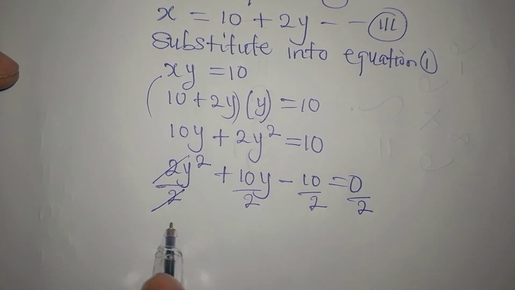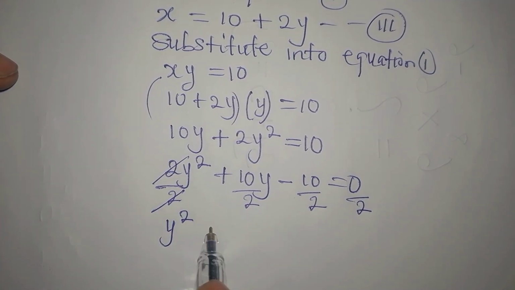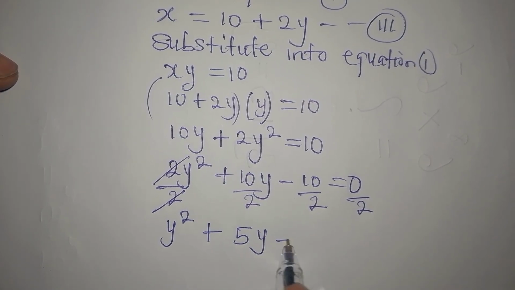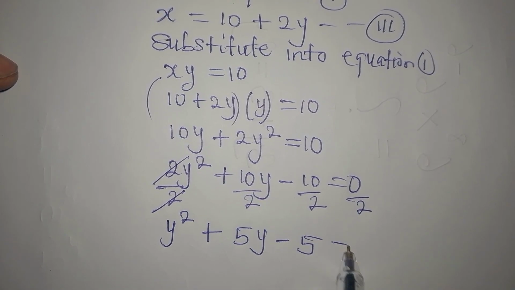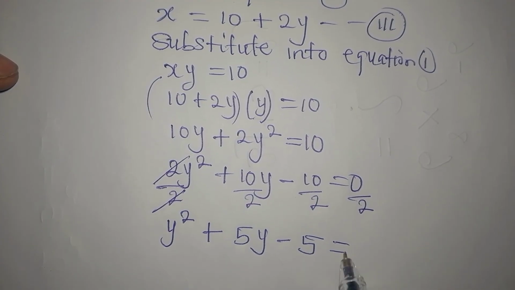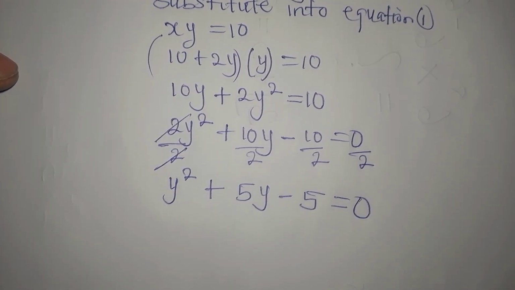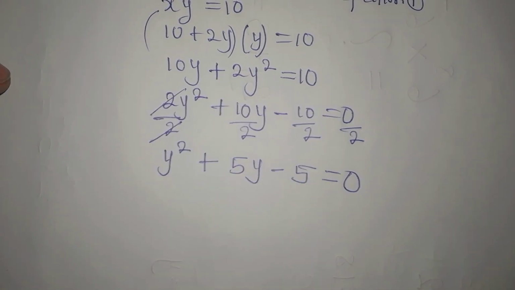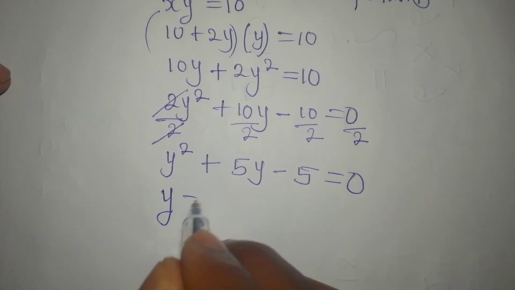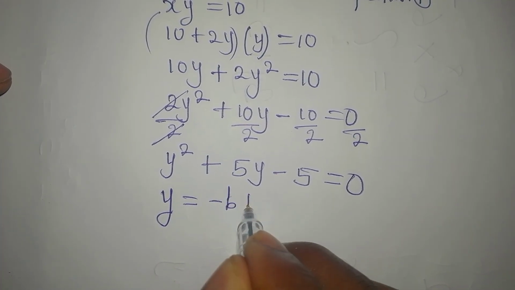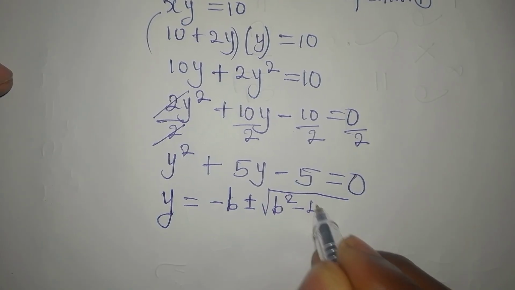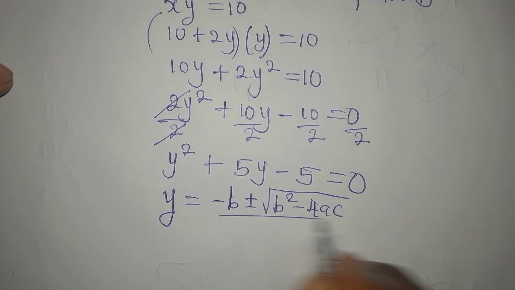So we have y squared plus 5y, then minus 5. Then 0 divided by 2 is 0, right? So we have our 0. Now, what method do we use? Let's use the formula method. Our formula is y equals minus b plus or minus the square root of b squared minus 4ac, all over 2 times a.